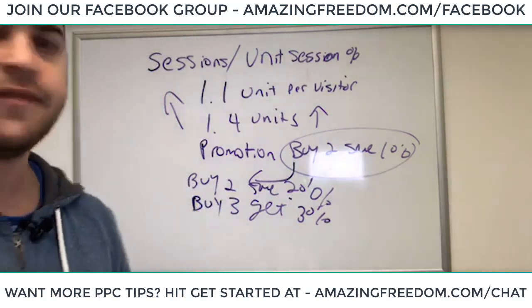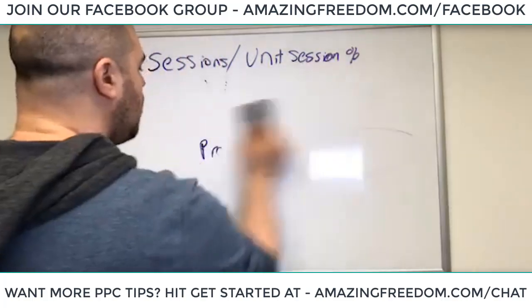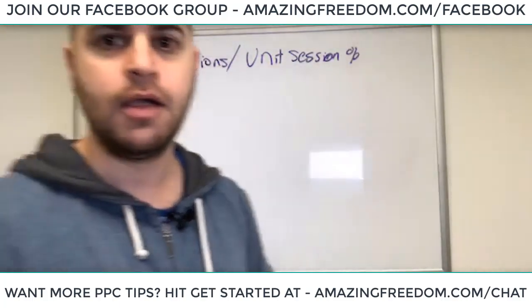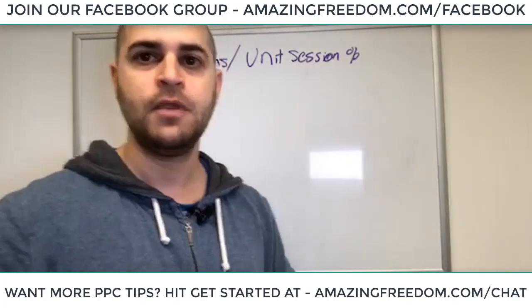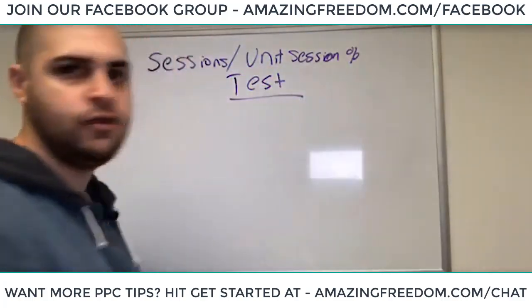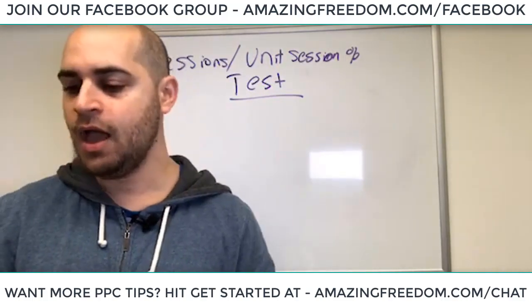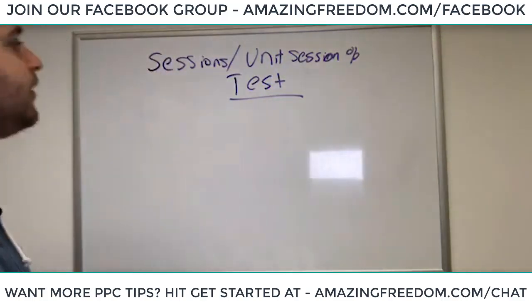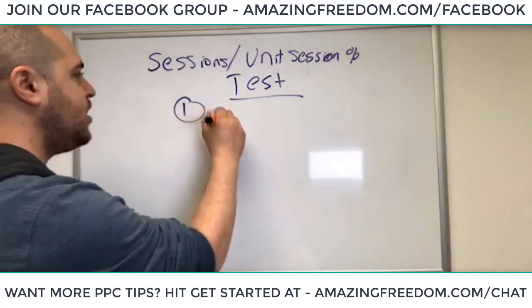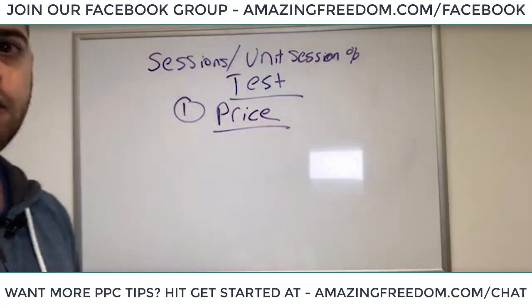Okay, so obviously let's talk about the first thing we spoke about, which is testing, right? So all great marketers use testing, right? So if you want to increase your unit session percentage, you want to test. Okay, so what are some things on your Amazon listing that you could test? Let's kind of write them down here. Okay, one big thing that's going to affect your conversion rate: price. Okay, price can affect your unit session percentage.